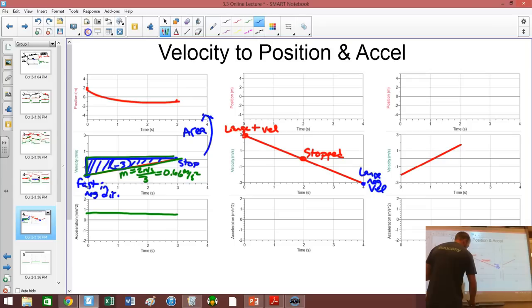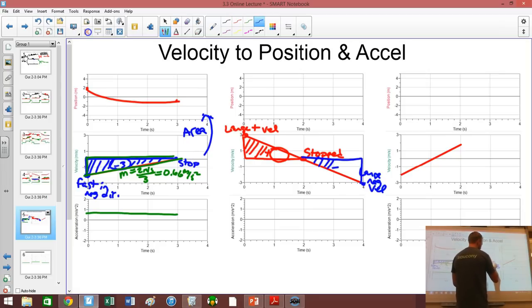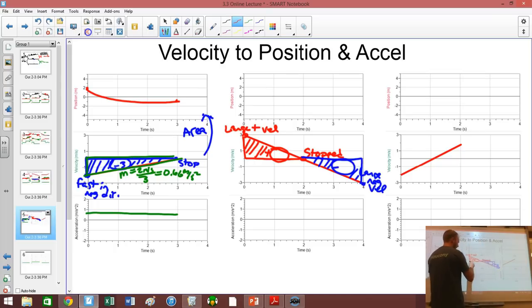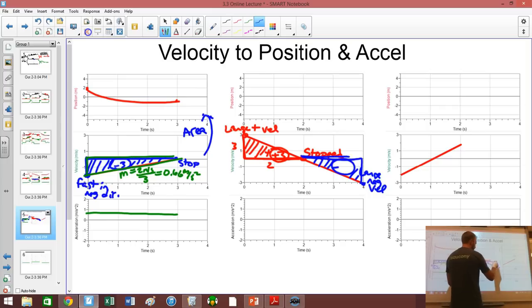And here's why I like to color code things, because here I've got a positive velocity, positive displacement, and over here I've got a negative displacement. So let's find my area. My base is 2. My height is 3. So 3 times 2 is 6. Half of 6 is 3. Again, let's see here. My base is 2. My height is 3. So this is the same thing.